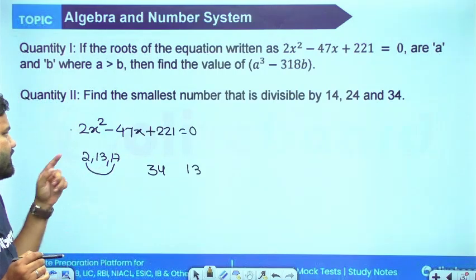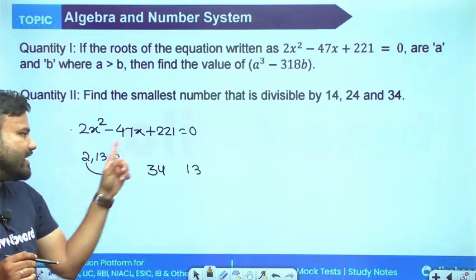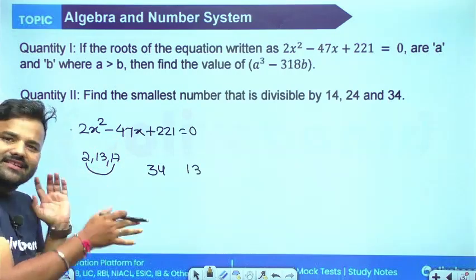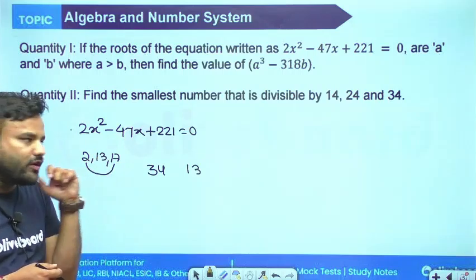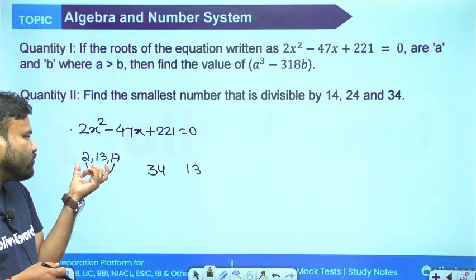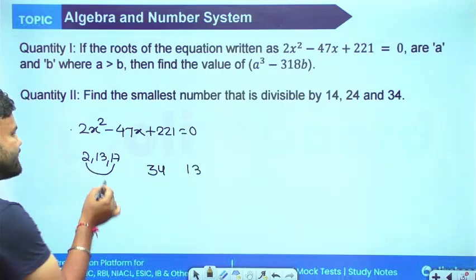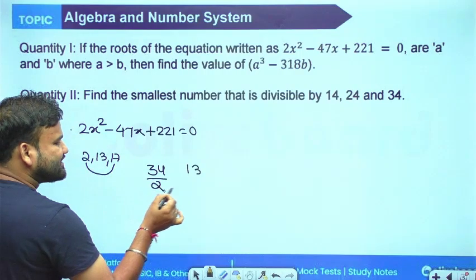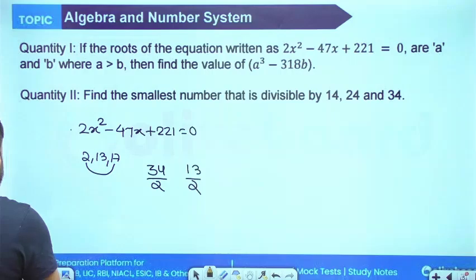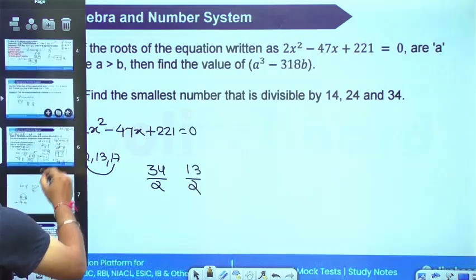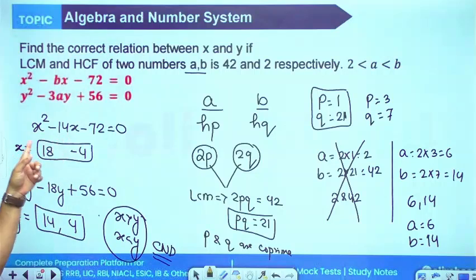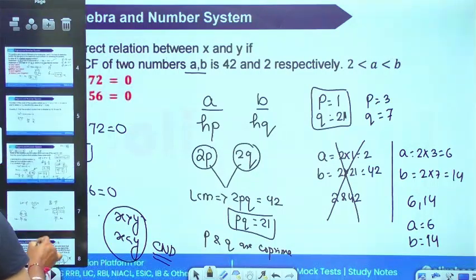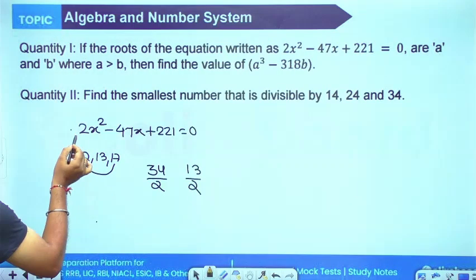Clear? So what have we done? I have written 221 as 13 and 17. By combining these numbers, on adding you should be getting 47. So what I did, I took 17 into 2, 34. And now divide this by the coefficient of x square. This is how a quadratic expression is solved. Fine. In here also we have solved one quadratic expression. See, here I did not divide it because the coefficient of x square was 1. But in this particular question, the coefficient of x square was 2, so I have to divide this.